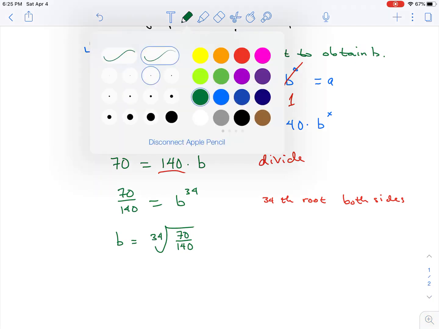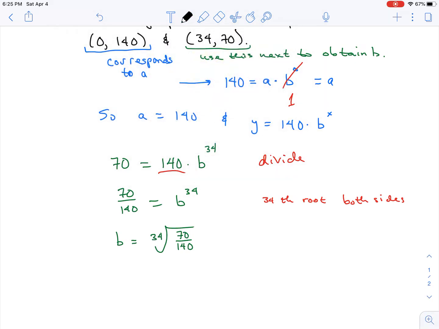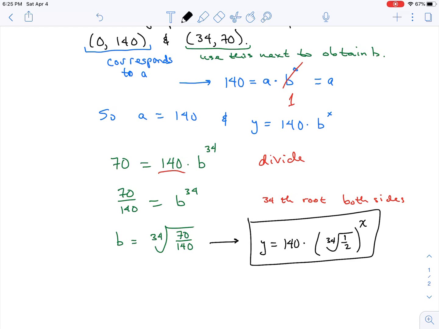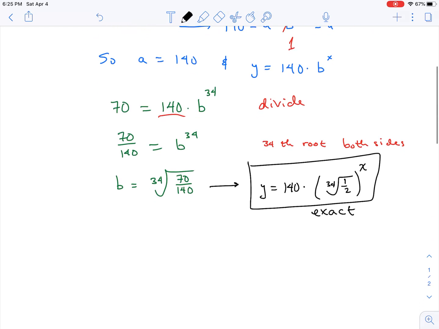And that means that the model is y is 140 times the 34th root of 70 over 140, which is 1/2. So it'll be 140 times the 34th root of 1/2, to the x. Now this is exact. If this were a story problem, we might do this.